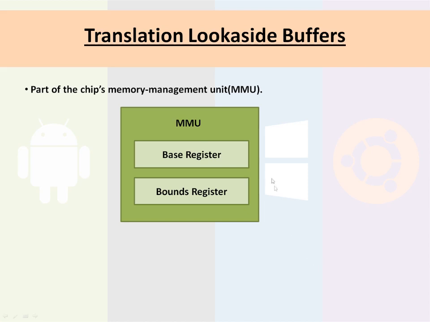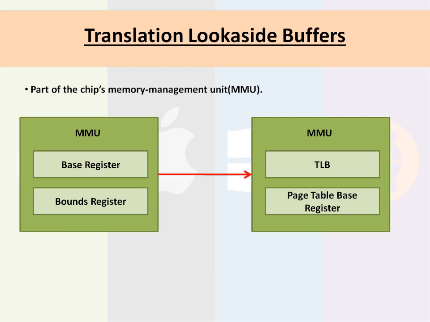So in our previous approaches in terms of segmentation and base and bounds, this is more along the lines of what our MMU was. So now our MMU in our case just has a TLB and a page table base register. Now the TLB is the actual translation look-aside buffer that I'll explain in more detail as this lecture goes on, as well as a page table base register.